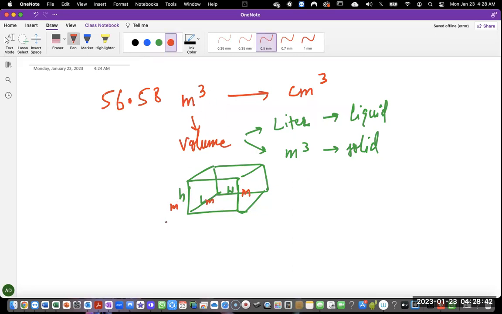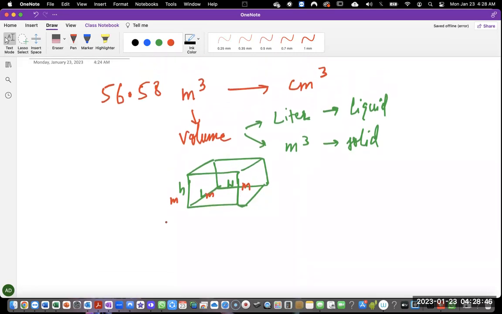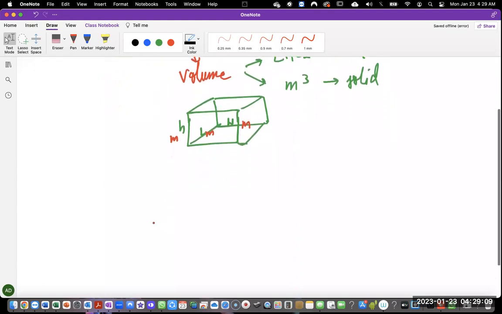So what we need to understand here is that when you're changing meters cube to centimeter cube, in the back of your mind, understand that there are 3 meters sitting inside meter cube. A meter for height, a meter for length, a meter for width, okay? And each of those meters is going to be changed into centimeter. So that's why our unit conversion factor will also be cubed, okay? So what does that mean?